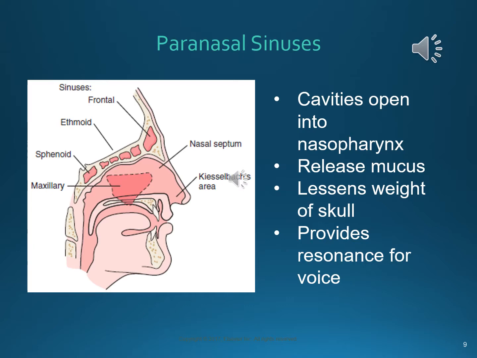Your paranasal sinuses are cavities that open and drain into the nasopharynx and release mucus. They are lined with mucous membranes, and the little cilia that are in them beat the mucus down toward those openings, and then it drains into the nasopharynx and can either drip down the back of your throat as postnasal drip, or you blow it out your nose.